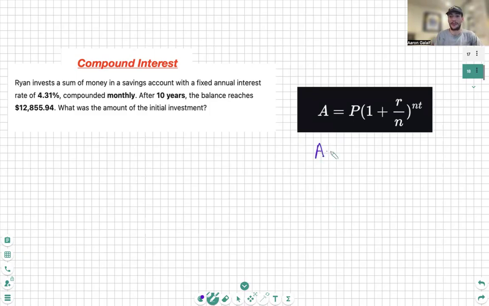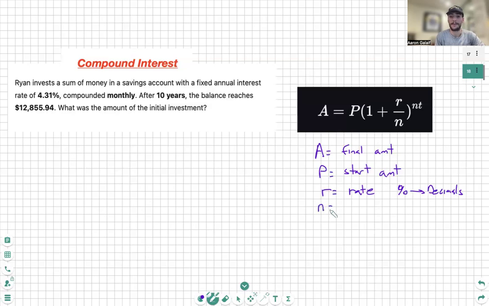Now let's label each thing. A is going to be your final amount. That's the amount we're going to end with after it has been compounding interest for a certain period of time. P is our starting amount. That's the amount we put in as our initial deposit, and that's going to turn into our final amount. R is our rate. Remember to move the decimal place over 2 times to the left to convert it from a percent to a decimal.